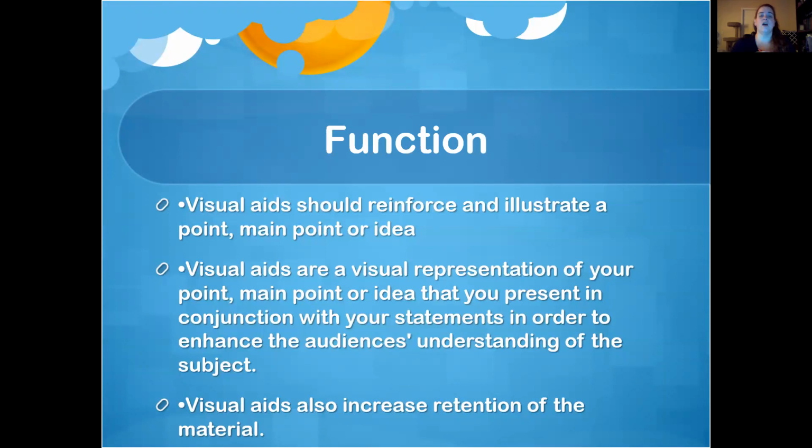So function. A visual aid should reinforce or illustrate your main point, your ideas, main points, however many you have. But it needs to be a visual illustration or something visual to help reinforce these main points. It is a visual representation of your main points.